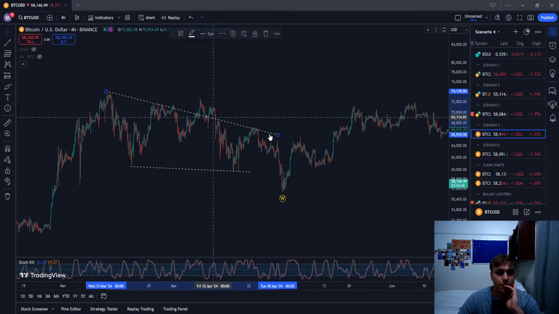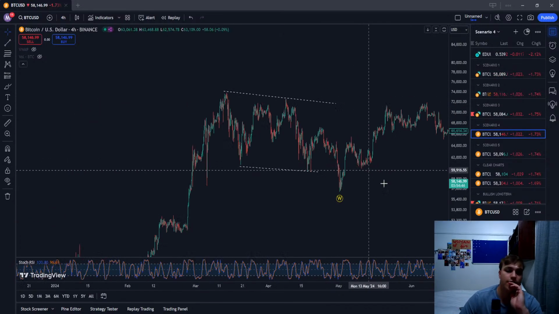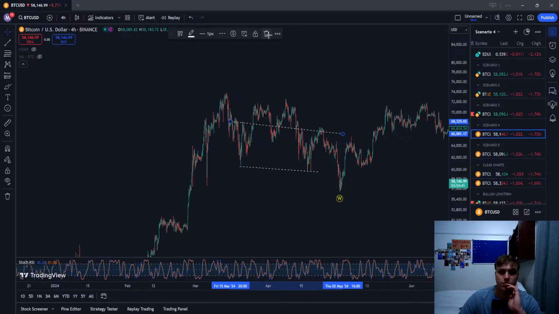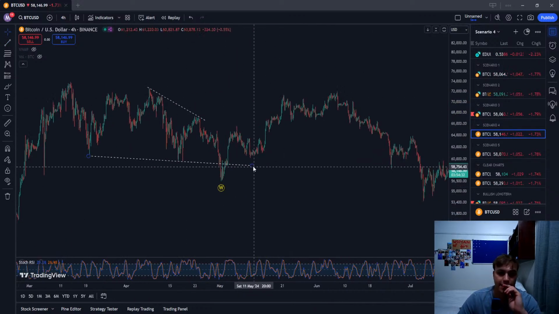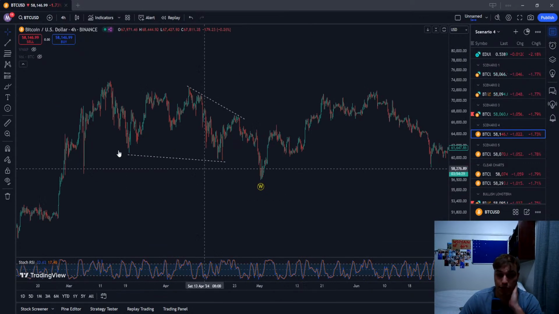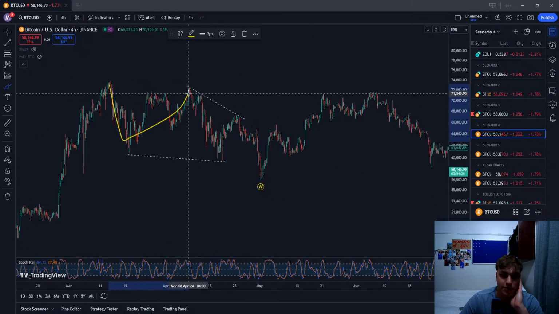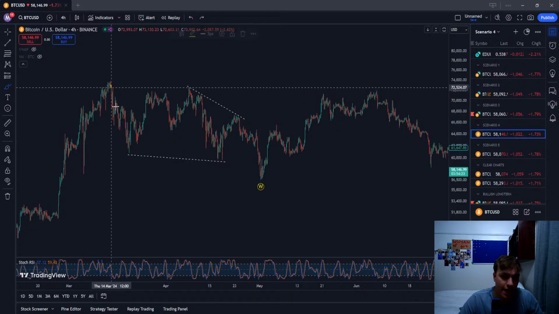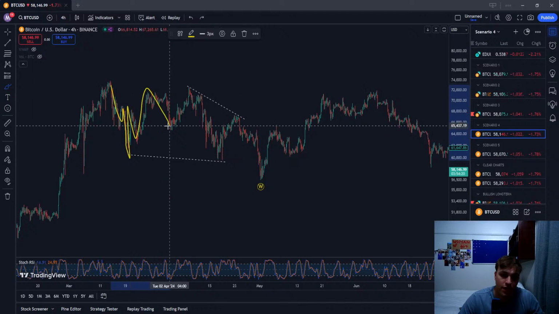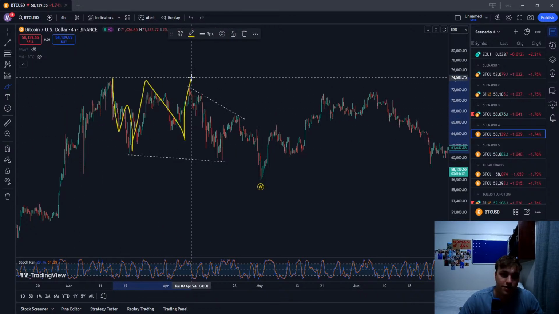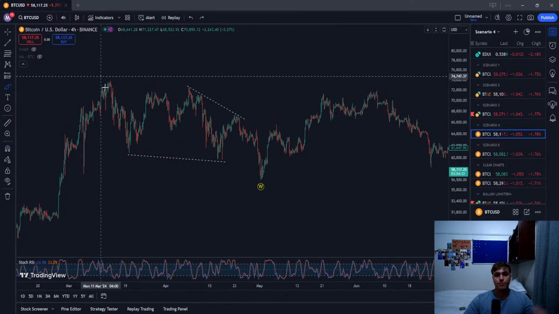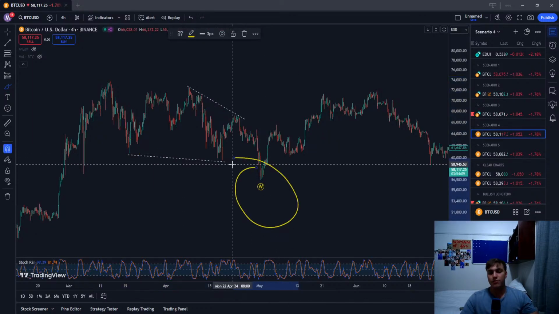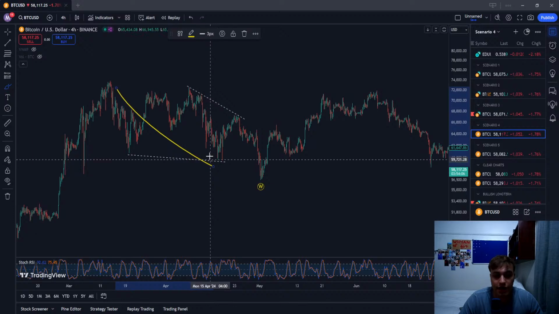well, from here, apologies, it's actually not from there. No, this looks wrong. 1, 2, 1, 2 here. 3, 4, 5 there. So if we do have a leading diagonal here, this cannot be a W. So this leading diagonal would be a 1, 2, 3, 4, 5 with an A, B, C, A down, B, C, A, B, C. So that's the count, but this cannot be a W. This can't be a W because a W can't be a leading diagonal. It has to be a 3-wave structure.